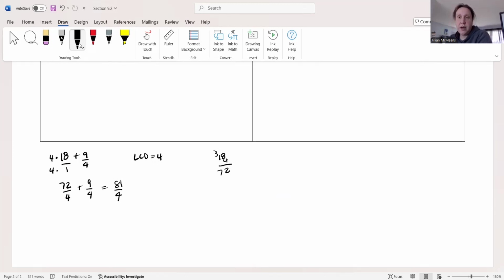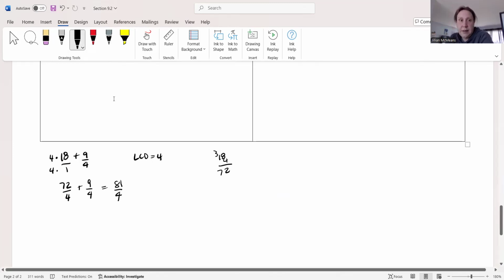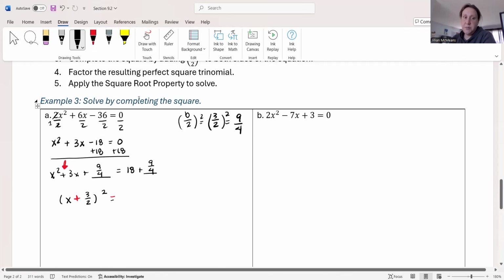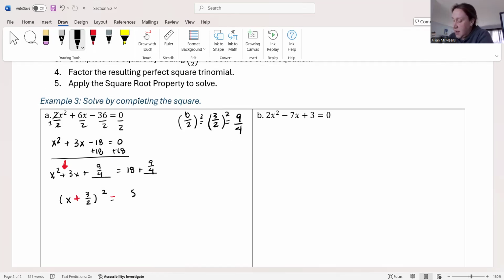Now, that's how we do the 18 plus 9/4 by hand. You could certainly go to the calculator if you needed to and add that there. So 18 plus 9/4 simplifies as 81 over 4. So now we have a situation where we have the variable term isolated in a squared term equaling some constant. We can apply the square root property. So we want the square root of both sides. Don't forget your plus or minus on the left.